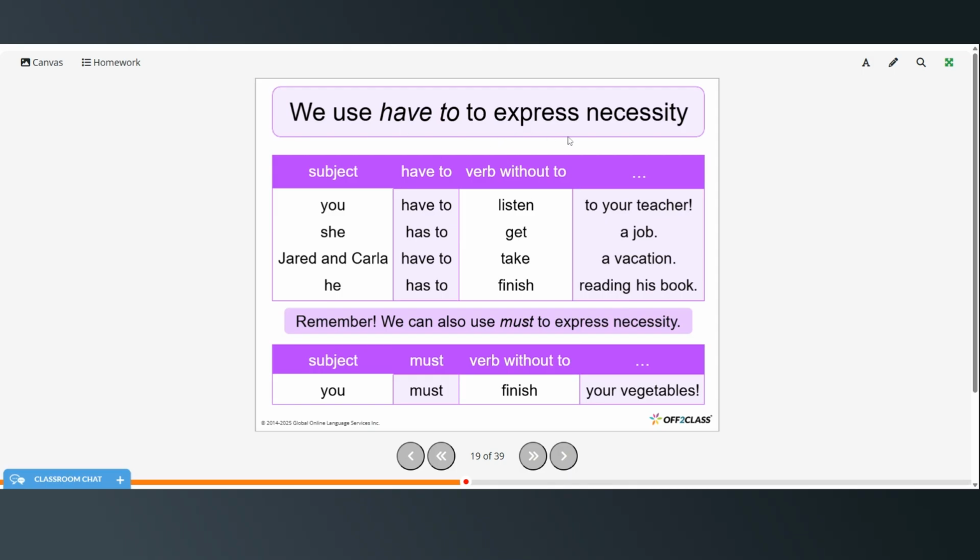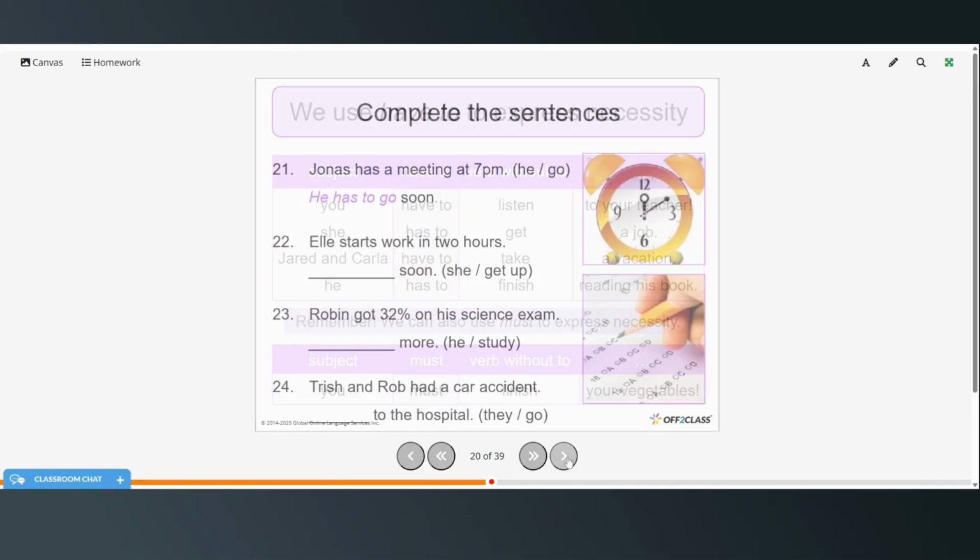So we use have to express necessity. Here, have to does change to the s form when the subject is he, she, or it. The verb is always listed without to. So you have to listen to your teacher. She has to get a job. Jared and Carla have to take a vacation, and he has to finish reading his book. And remember, we can always also use must to express necessity. So you could use must for each of these instead of have to or has to.